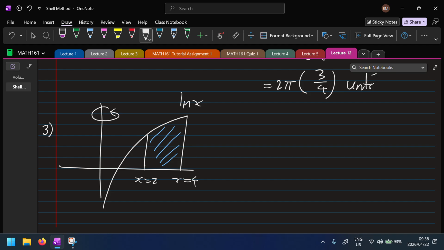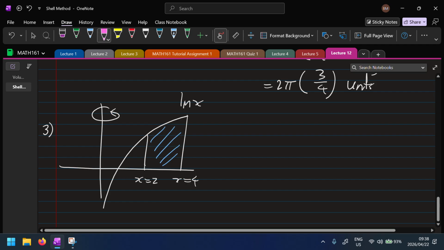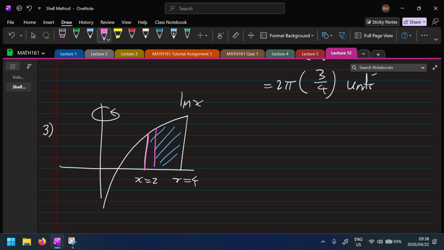So let's see how we can do this. So we can't really use the washer method. There's no simple inside radius, outside radius, so that's not going to work. So we have to use the shell method. So let's set up what the shell is going to look like. So let's say we've got our little cylindrical shell starting there. This little pink strip here, we're going to rotate that around. That's going to give us our shell.